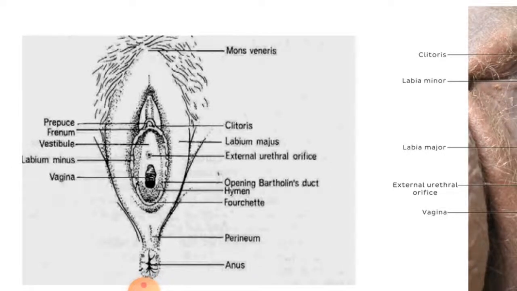So you can see the opening of the Bartholin's ducts just lateral to the attachment of the hymen. And we have already discussed the function of the vestibular glands, that they are responsible for the secretion of mucus that keeps the vulva moist.